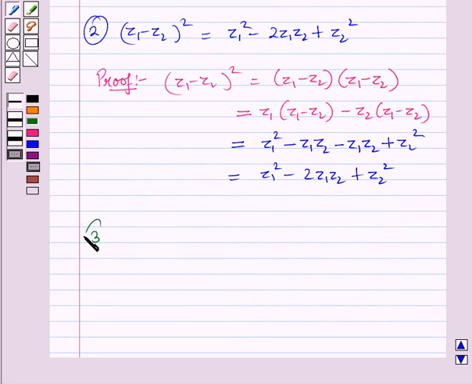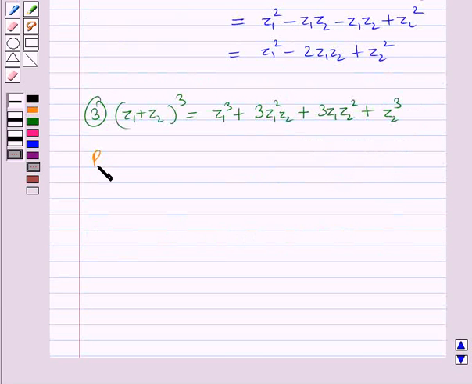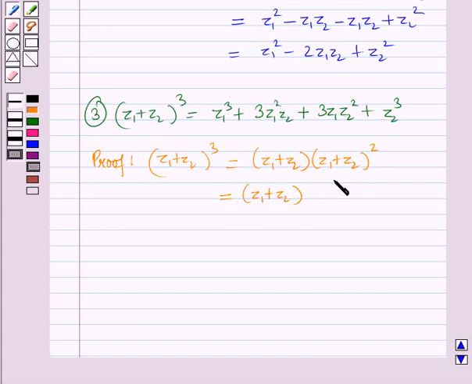Now let us prove the third identity, that is Z1 plus Z2 whole cube is equal to Z1 cube plus 3Z1 square Z2 plus 3Z1Z2 square plus Z2 cube. Now let us prove this identity. Now Z1 plus Z2 whole cube can be written as Z1 plus Z2 the whole into Z1 plus Z2 whole square. Now from the first identity we have Z1 plus Z2 whole square is equal to Z1 square plus 2Z1Z2 plus Z2 square. Now in multiplying, we get Z1 cube plus 3Z1 square Z2 plus 3Z1Z2 square plus Z2 cube.